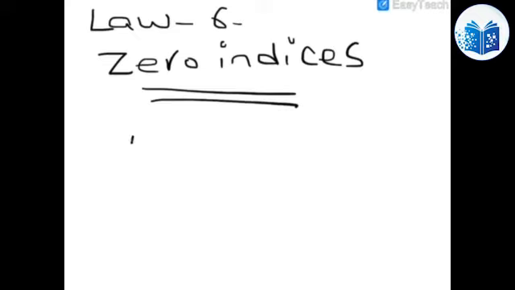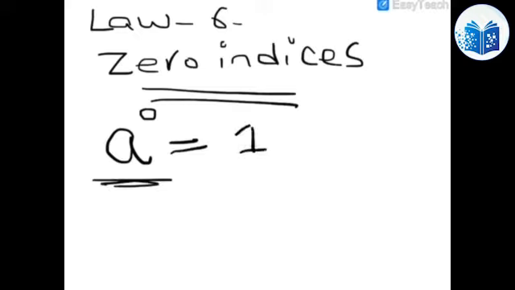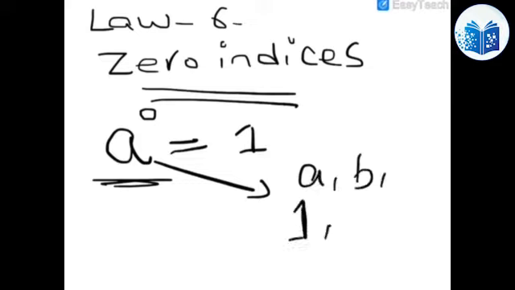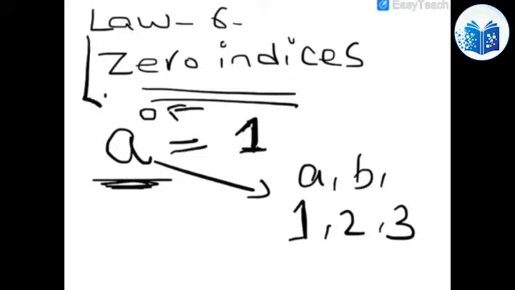The law says that if we have a base and the index is 0, then this entire thing will be equal to 1. Now this base could be an alphabet or it could be any number, right? This is going to be a constant thing because this 0 will make the entire value equal to 1. Okay, so this is law number 6. You may call it law number 6, you may call it zero indices, but this is how we actually solve it. Now moving on to law number 7.